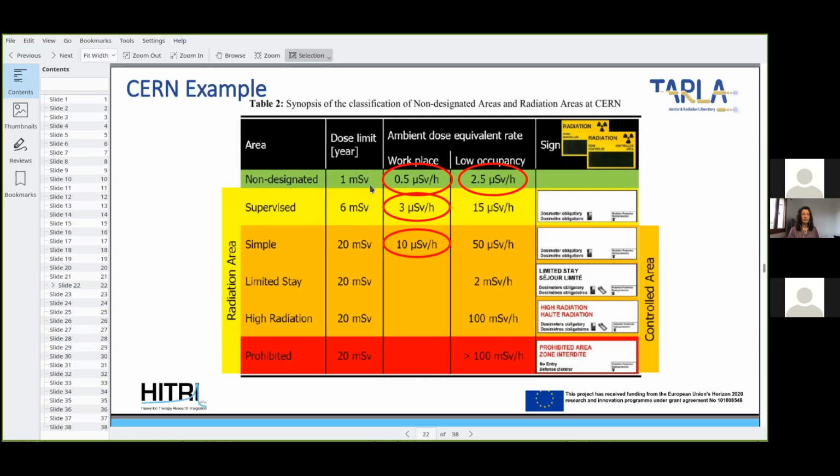I circled the ones which are typically most interesting or most limiting for radiation safety, because once you go to these limited stays and high radiation areas, other factors will be more limiting, and you only need to worry about these, but you don't design by these. And obviously an area where you have more than 100 millisieverts per hour would be strictly prohibited from entering and would be non-accessible.